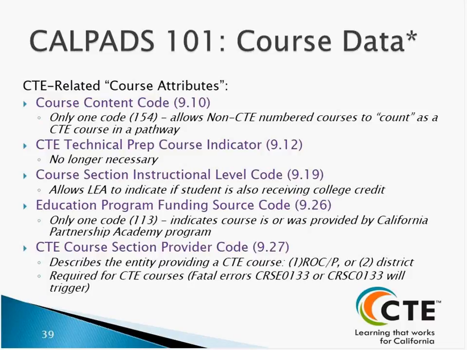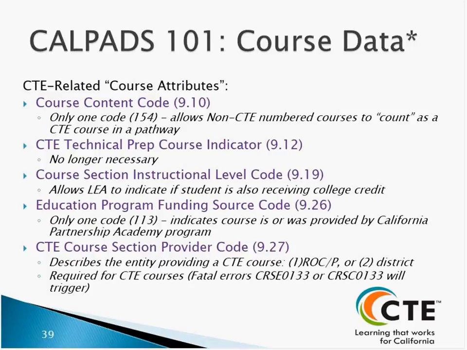The CTE Tech Prep Course Indicator is another one that's still there, but you don't have to use it because that's no longer necessary. The section instructional level code is for any course, not just a CTE course, and it tells us whether or not the course is at a non-standard level. For example, it's a remedial course, or on the opposite end, it's a college credit-bearing course. We're actually clarifying the definition of this attribute by saying that if you add this attribute to a particular course, that means the student is actually getting college credit for that course. It's an attempt to start collecting dual enrollment.